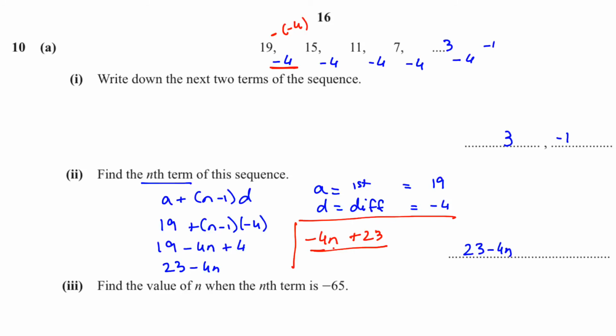Next question. Find the value of n when the nth term is negative 65. So using our nth term formula, 23 minus 4n is equal to negative 65. We have to find n. It's like solving for x. Bring the negative 65 to the other side, it will become positive, and 4n, move it to the other side. Divide 23 plus 65 by 4. That will give n, and it is 22. So n is 22.